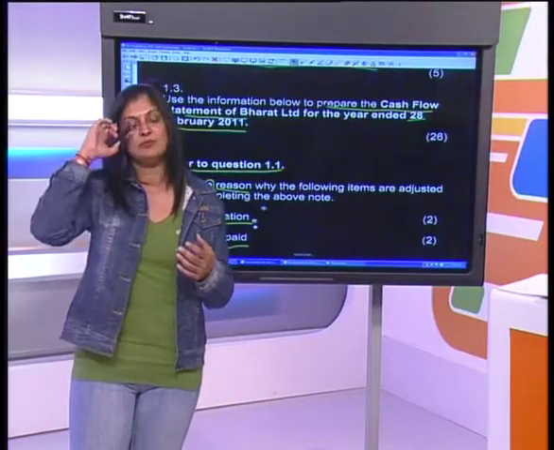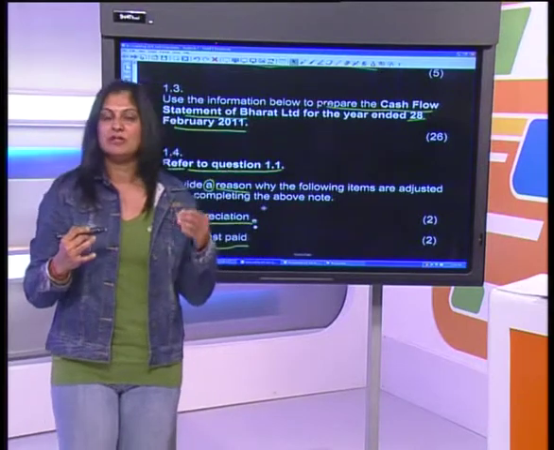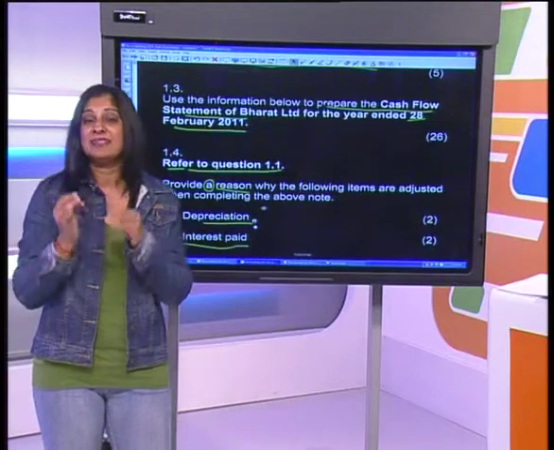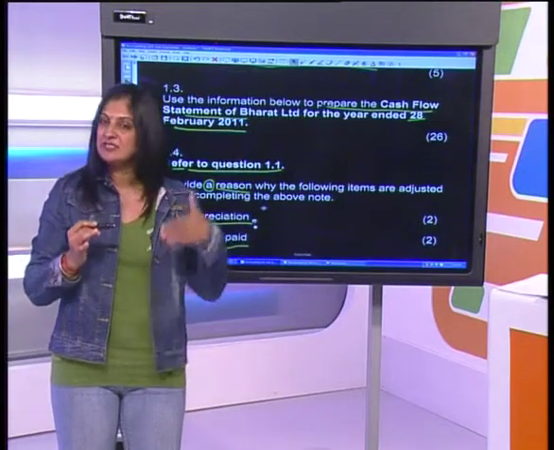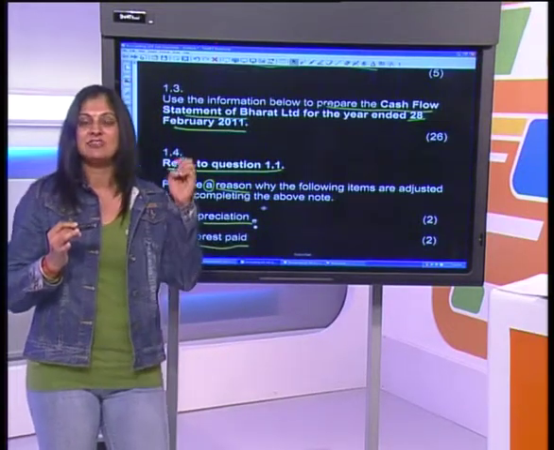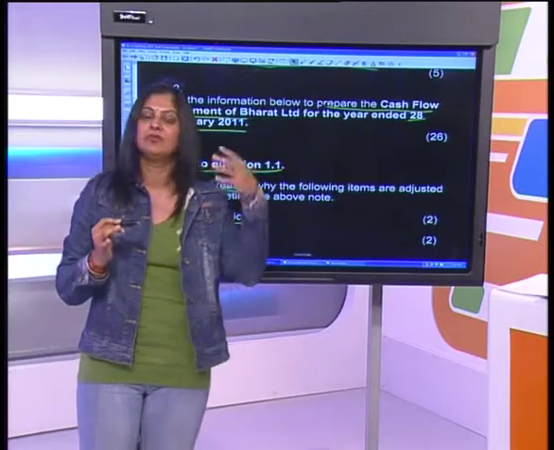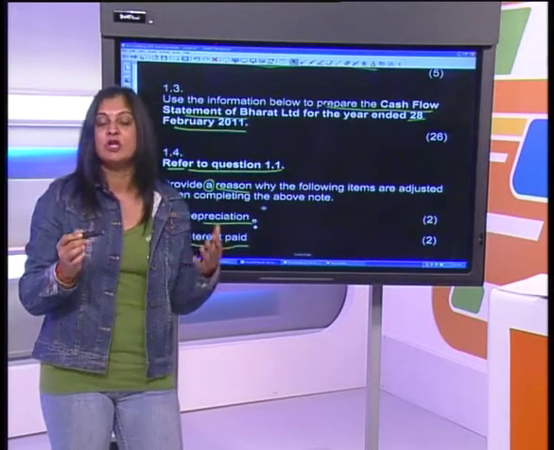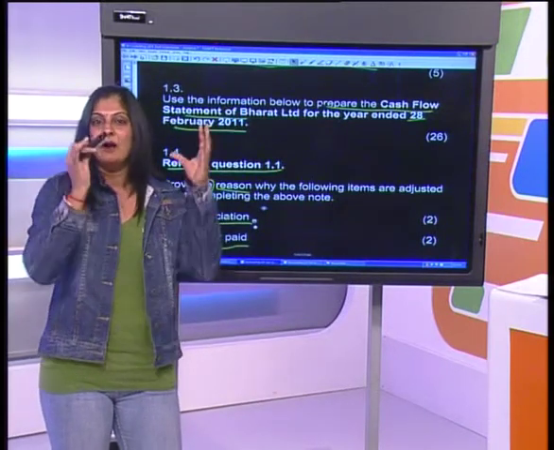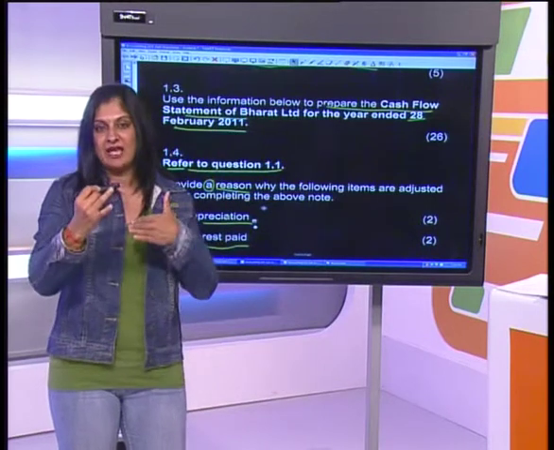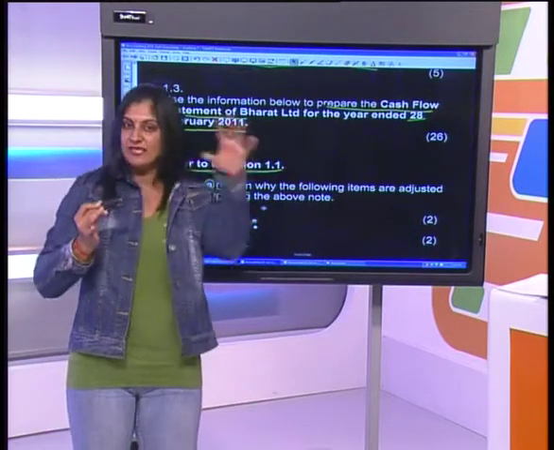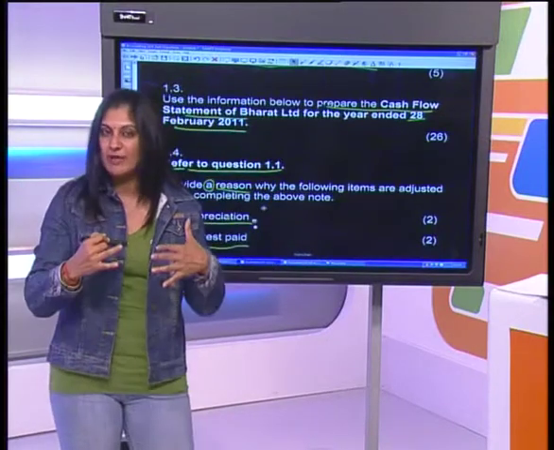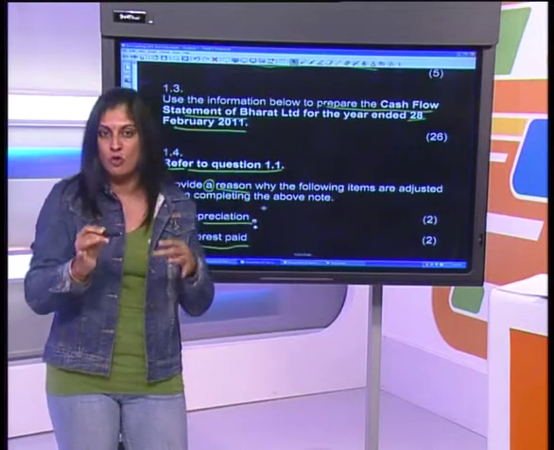Let's talk about depreciation. Now remember, people, depreciation is a non-cash item. In other words, it is an expense. It reduces our profit, but money does not physically leave the business's bank account. And remember, when you're doing a cash flow statement, you are interested in items that affect cash flow. In other words, was money going into your bank account? Was there an inflow of cash? Or was money leaving your bank account? Was there an outflow of cash?